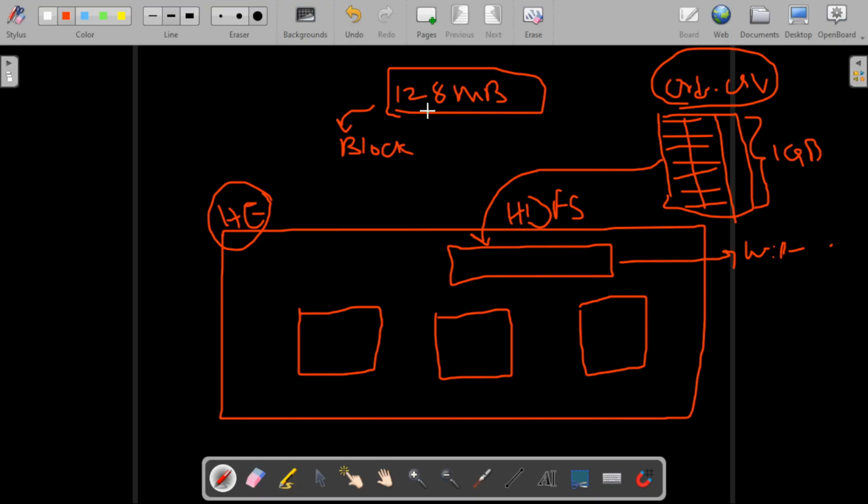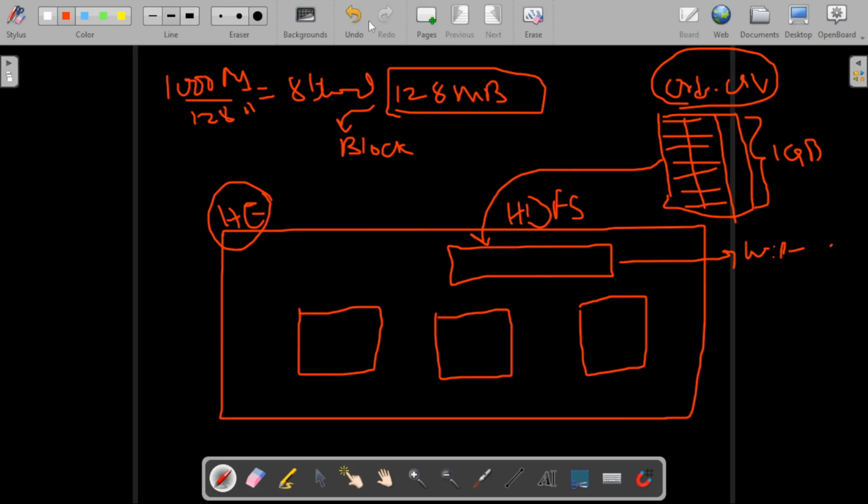Okay. Now we have 128 MB as the standard size, and we have 1 GB. So usually, if you take around 1000 MB divided by 128 MB, this comes to around 8 blocks. So we have around 8 blocks of data here.